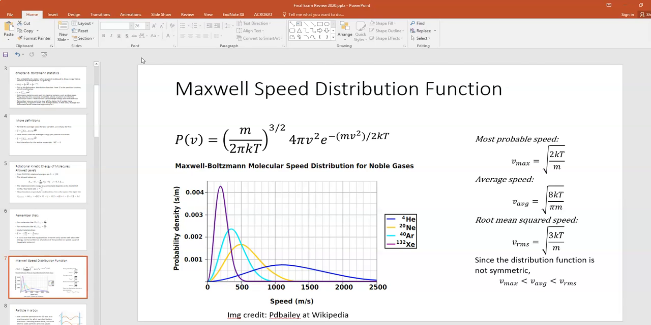Now from this distribution function, you can find the most probable speed, the average speed, and the root mean square speed. So the most probable speed is the square root of 2kT over m. You did that one for homework. The average speed I derived in class, and that's the square root of 8kT over pi m. And the root mean square speed we've derived before, and that's the square root of 3kT over m. Now, this distribution function isn't symmetric. In other words, if you went at the peak and folded the function in half, then one side wouldn't lie atop the other side. It's asymmetric. So your most probable speed is less than your average speed is less than your root mean square speed.